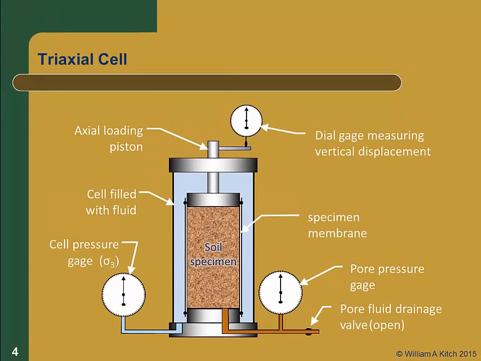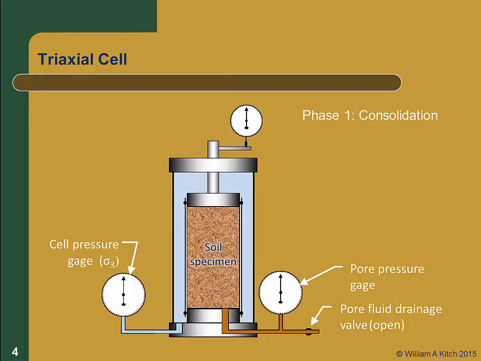There are two distinct phases in any triaxial test. The first phase is the consolidation phase, during which cell pressure is increased. This provides a uniform confining stress all around the specimen equal to the minor principal stress, sigma 3. During this phase, the soil may be allowed to consolidate or not, depending on the type of test being performed.